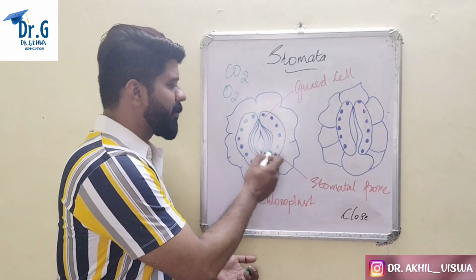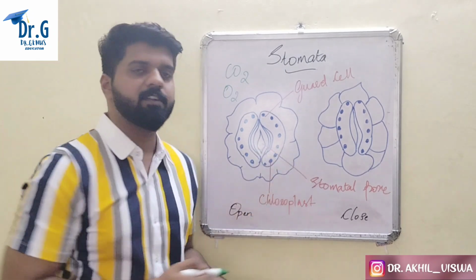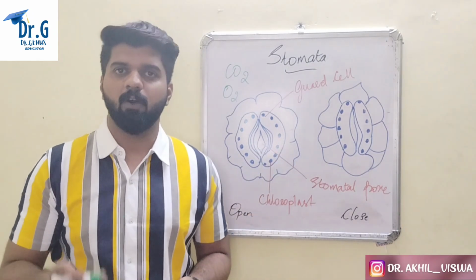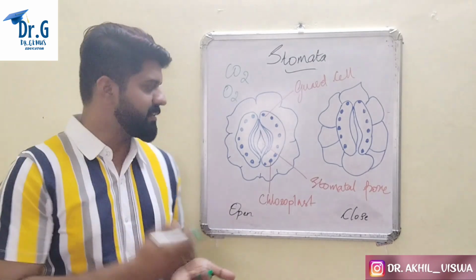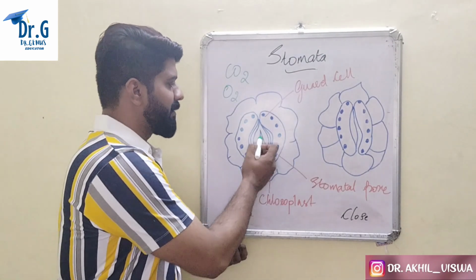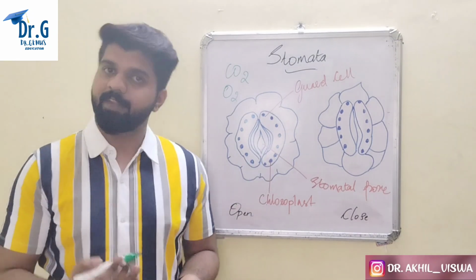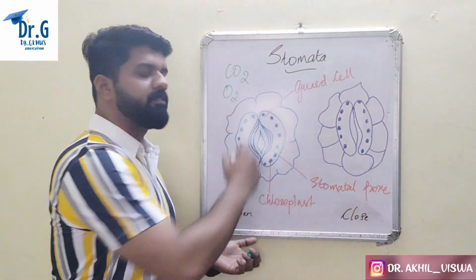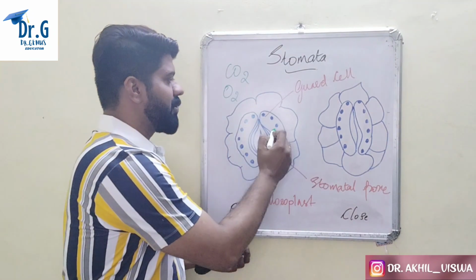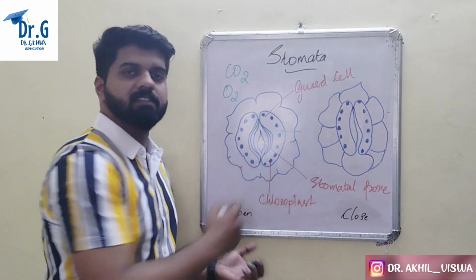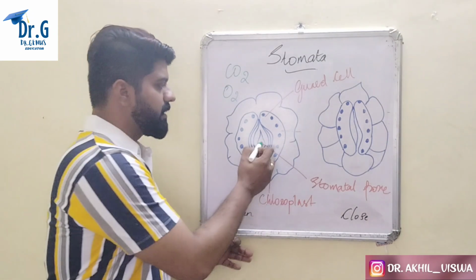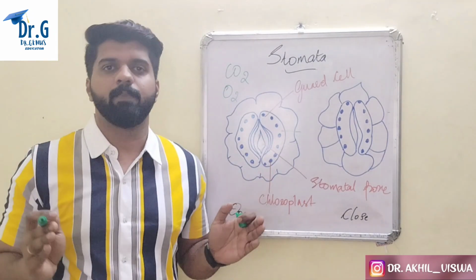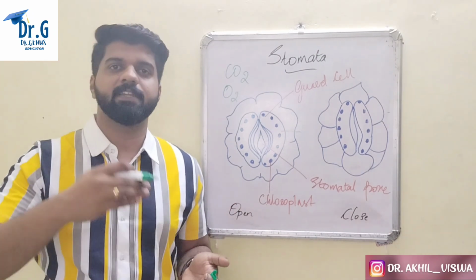Through this stomatal pore, what happens? An excess amount of water molecules will be released when the sunlight hits. It gets evaporated. So the excess amount of water also gets evaporated from the stomatal pore. How does it happen? When the leaf is filled with much water, the guard cells get swollen. When the guard cells get swollen, what happens? The stomatal pore becomes open. That's how transpiration occurs.